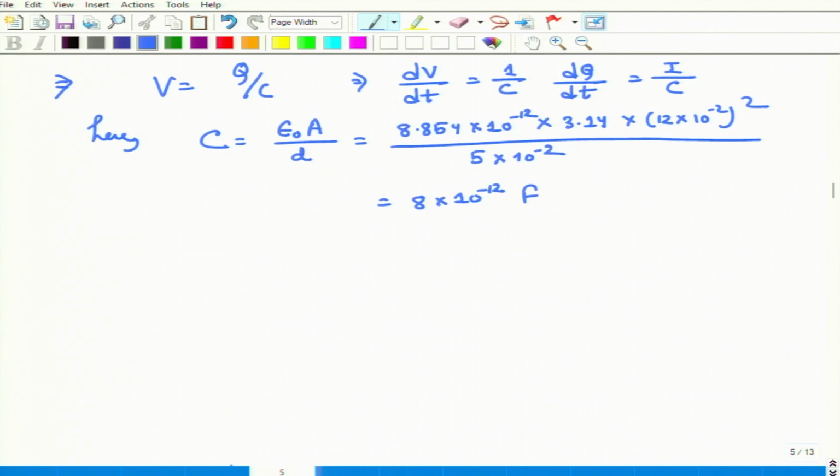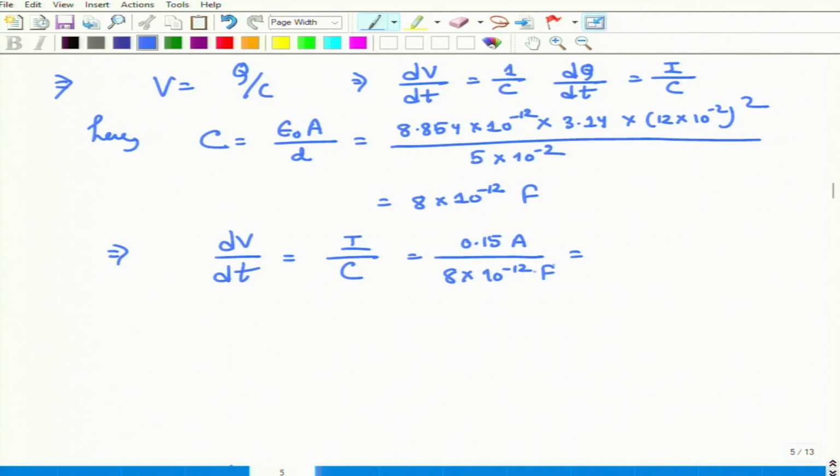Now the second part, rate of change of potential difference, that means dV/dt. It's also simple. It should be I by C, and I is given as 0.15 ampere, and C is 8 into 10 to the power minus 12. If we calculate it, it will be 1.875 into 10 to the power 10 volt per second. This is the first question.